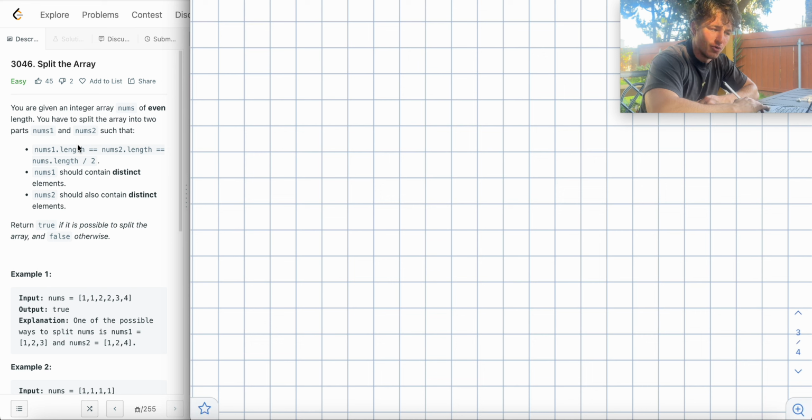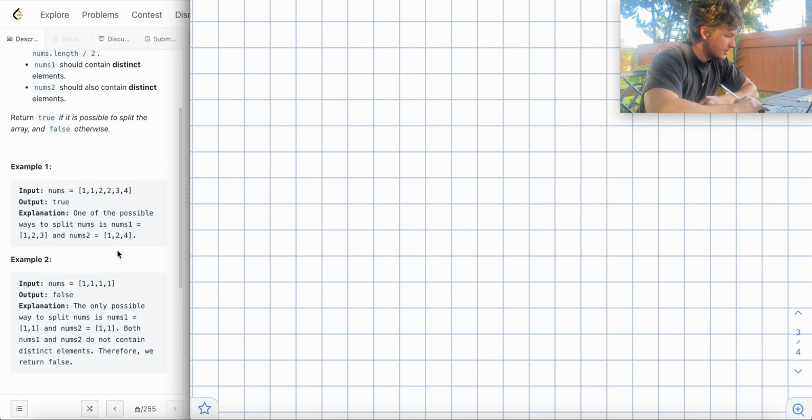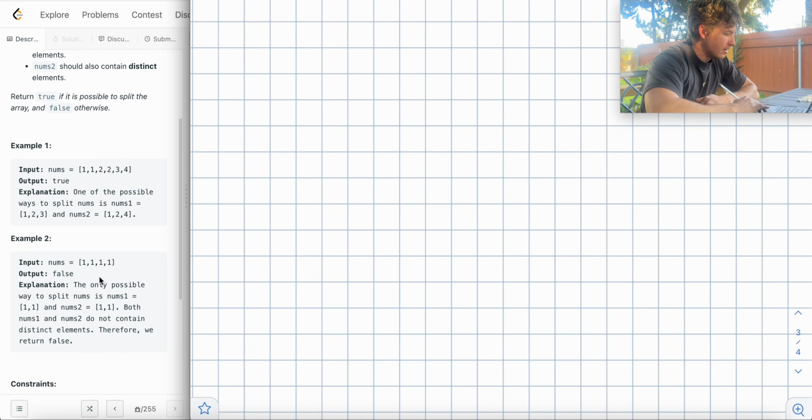So this condition is also a little weird, right? So I'm going to read the example and try to get a better understanding of how I would split this such that that's the case. Okay, so all right. So one of the possible ways to split nums is such that nums1 equals 1, 2, 3, and nums2 equals 1, 2, 4. Okay, false. The only possible way.